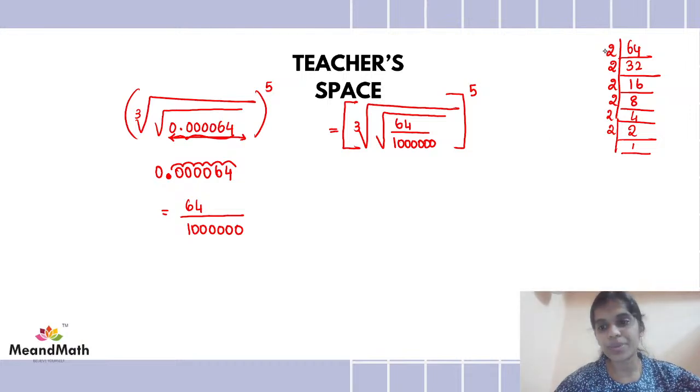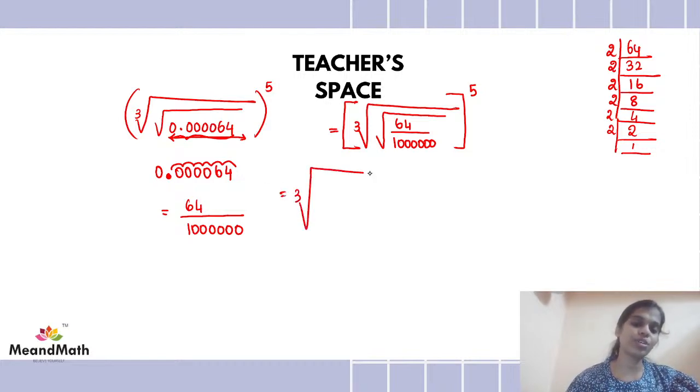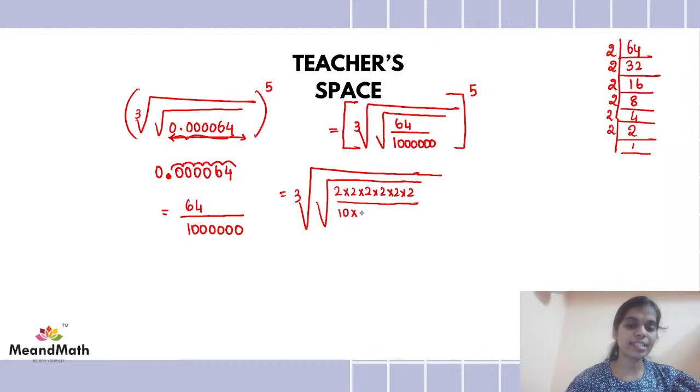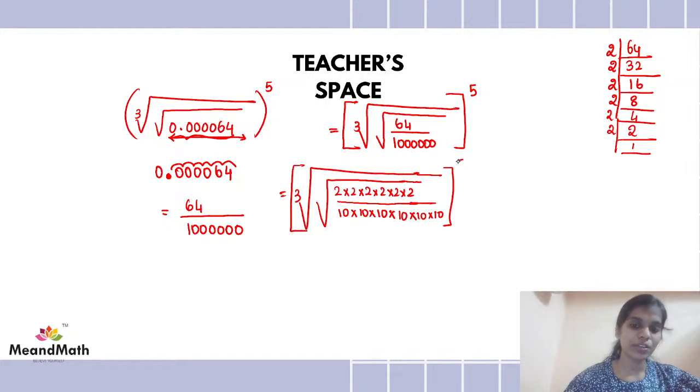Okay. So how many 2's are appearing? 1, 2, 3, 4, 5, 6. So I can write the cube root of the square root of 2 times 2 times 2 times 2 times 2 times 2, divided by 10 to the power 6. Like this, I can write 10 sixes. There are 6 zeros, no? 1, 2, 3, 4, 5, 6. The whole power 5. Danshika, is it clear how we are rewriting? Why we are rewriting, that we can do in the next step.